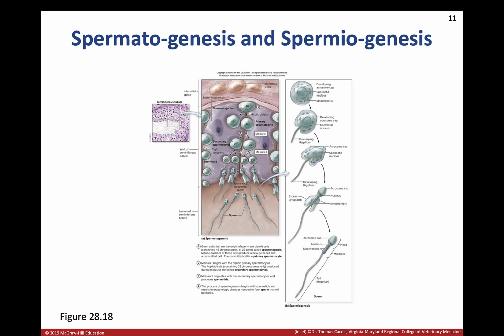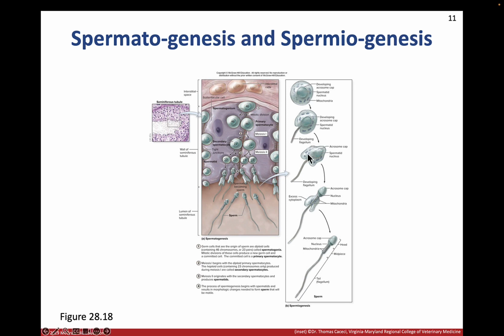Remember, the spermatogonium are diploid. They have 46 chromosomes, and they are going to divide by mitosis. This will maintain a constant population of spermatogonium and primary spermatocytes. Now, the primary spermatocyte will undergo meiosis 1, and now it will actually divide into 2 haploid secondary spermatocytes. The secondary spermatocytes will undergo meiosis 2 and end up with 4 haploid spermatids. And these spermatids eventually will develop into sperm.